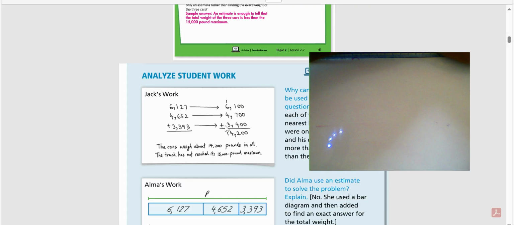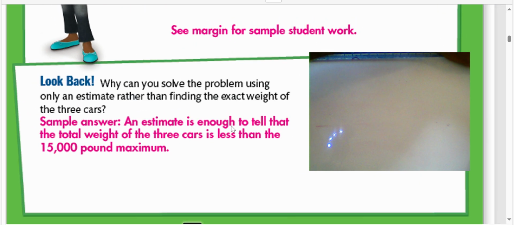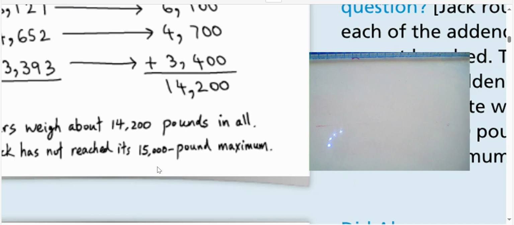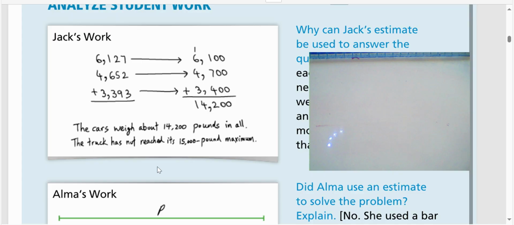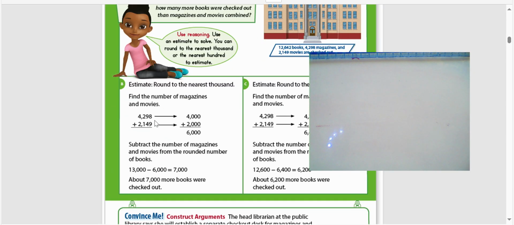Now the last page here. Okay, on this page you can write the simple answer. An estimate is enough to tell that the total weight of the 3 cars is less than the 15,000 pound maximum. Okay, it's approximating to the nearest number. This number was 14,000. You can approximate to the nearest 1,000 or 100, as you like. You can solve or find the result by 2 methods. Now we can find the number like this and approximate to the nearest 1,000 like we solved last time.